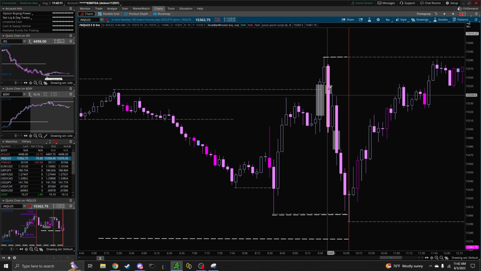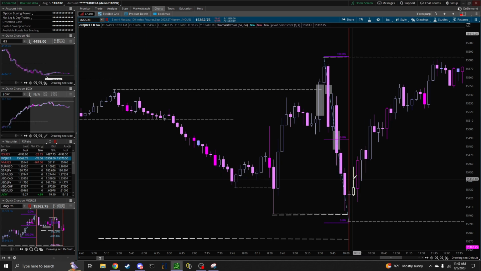Now again, we can apply the same premium discount thing we were doing earlier. So we know that if we're in the discount, we don't want to short, for one. That's the first thing. We want to be looking for longs.